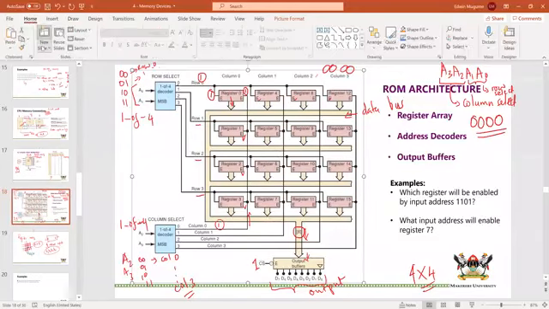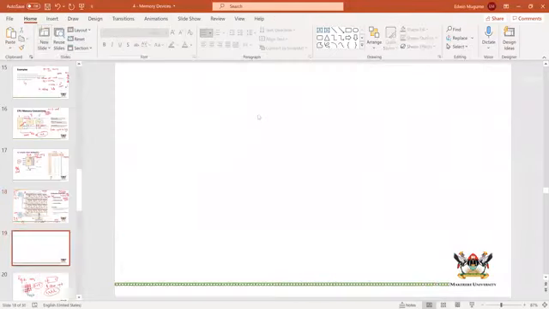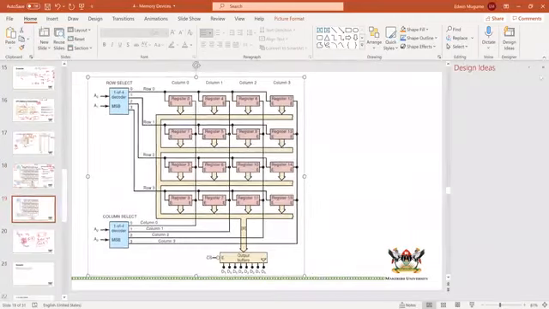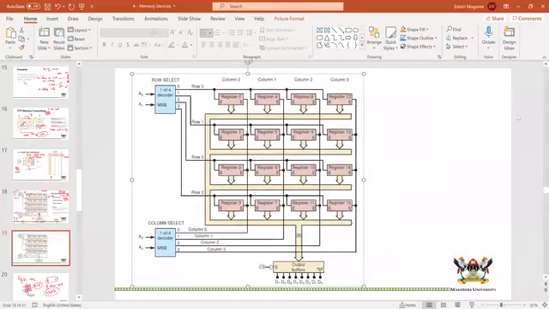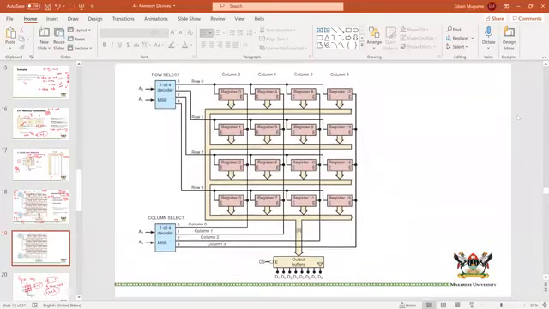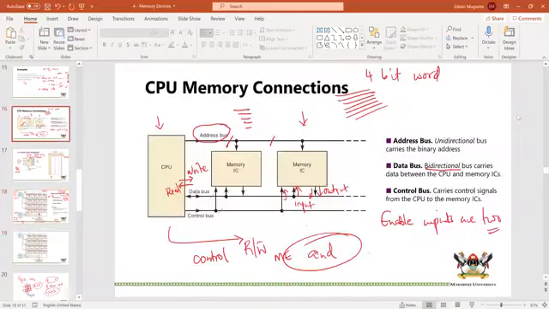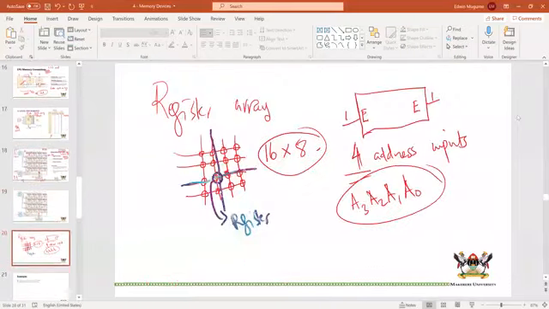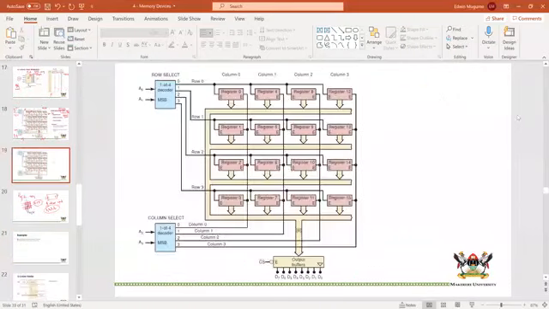If you have any questions, now is a good time. But if you don't have any questions, let me ask you. Which register will I actually resolve if my address is 1101? What register am I looking at if my address is 1101?